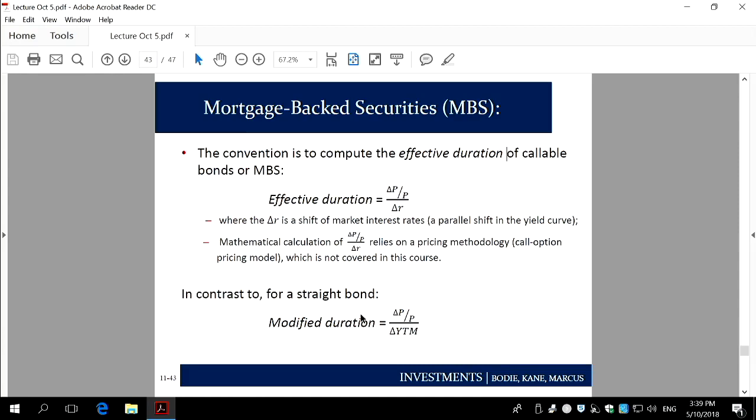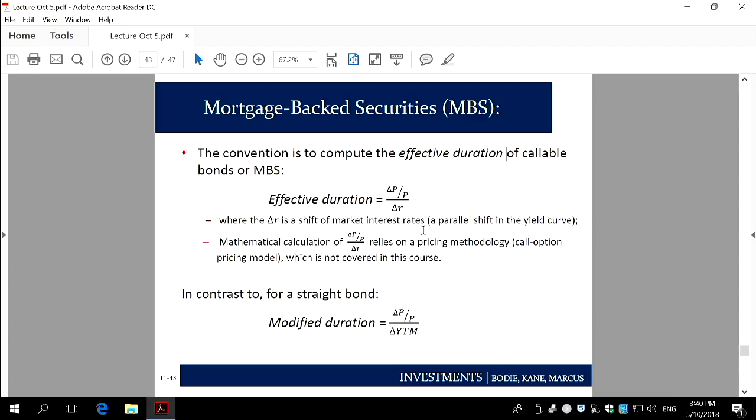Remember, originally, for just a regular bond, the modified duration is the percentage change of price over the change of yield to maturity. This is what we just learned. But here, this is not the change of yield to maturity. This is a shift of market interest rate. Eventually, it's actually a parallel shift of the yield curve. We're going to talk about the yield curve next week, so at this point in time, you don't have to pay attention to the yield curve.